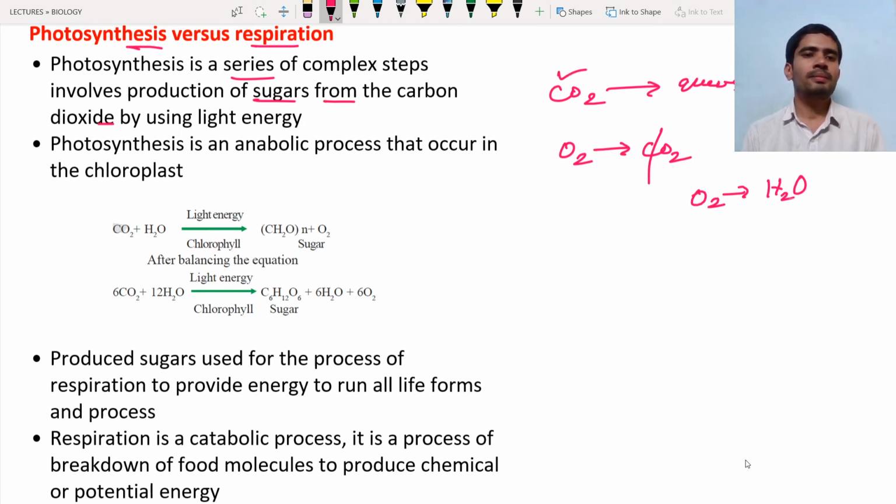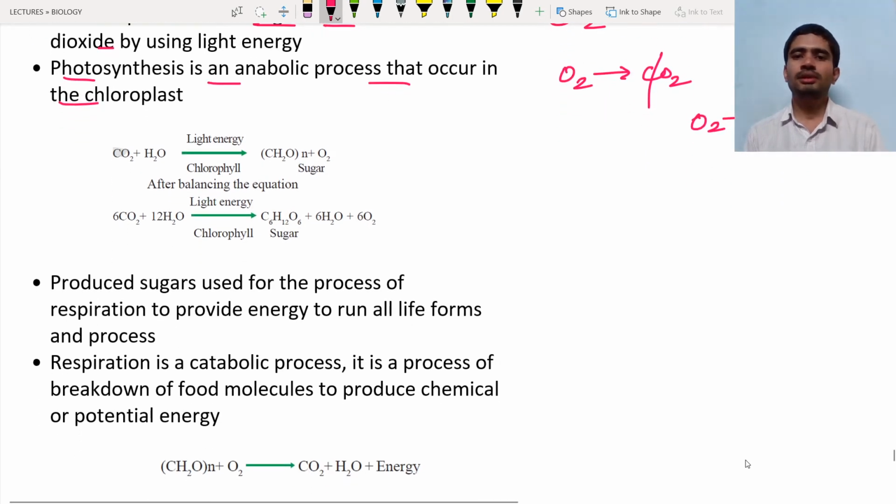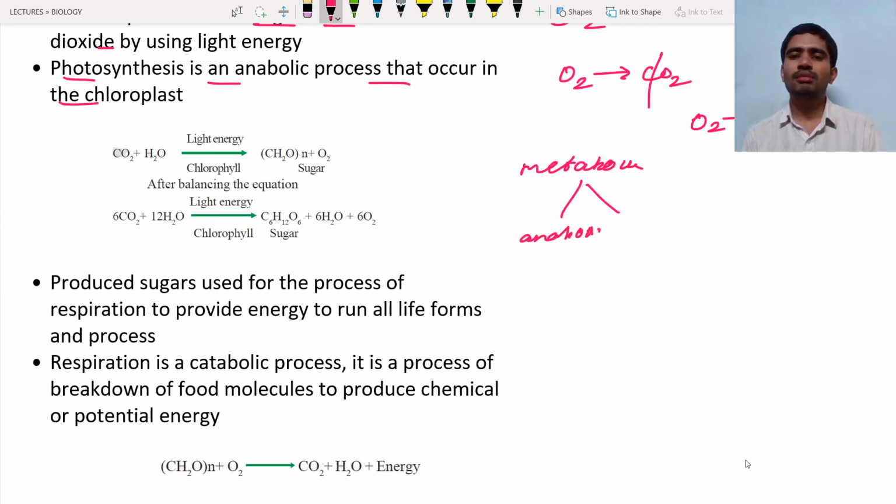Okay, so photosynthesis is an anabolic process that occurs in the chloroplast. First of all, we have to see what is meant by an anabolic process and what is a catabolic process. First of all, metabolism. Metabolism means body functions. So the metabolic process is the sum of anabolic and catabolic reactions. So what is anabolic? In the anabolic reaction there is a build-up process, or building process, known as an anabolic process.